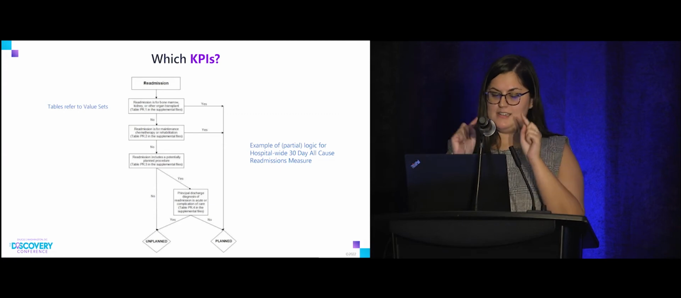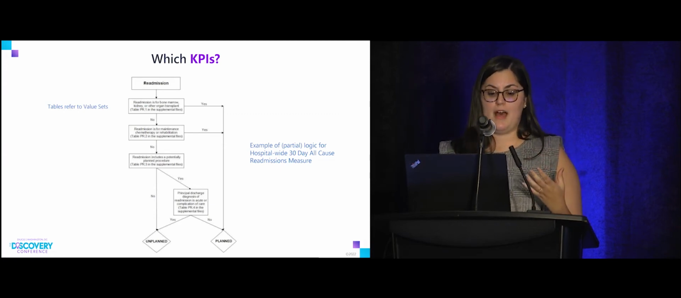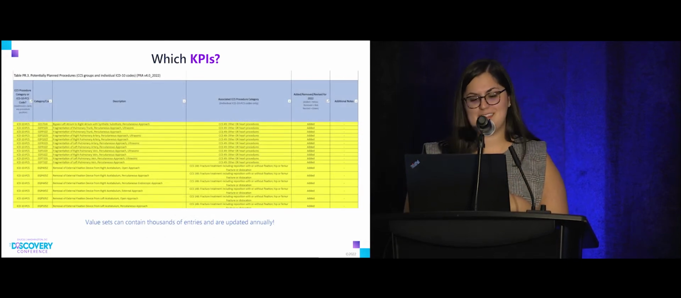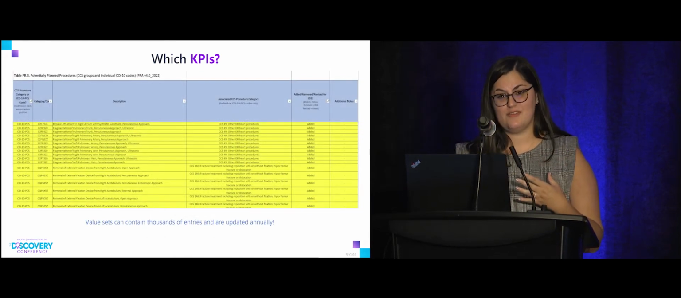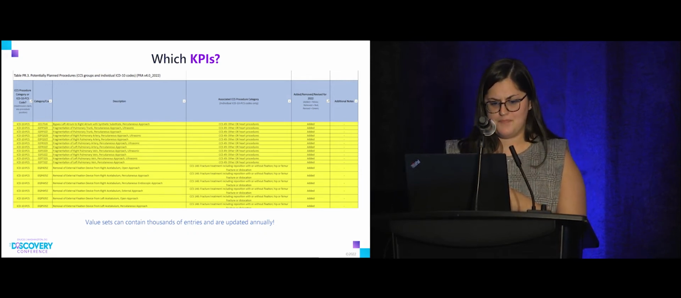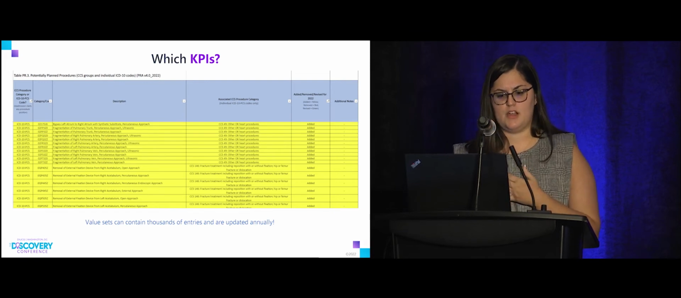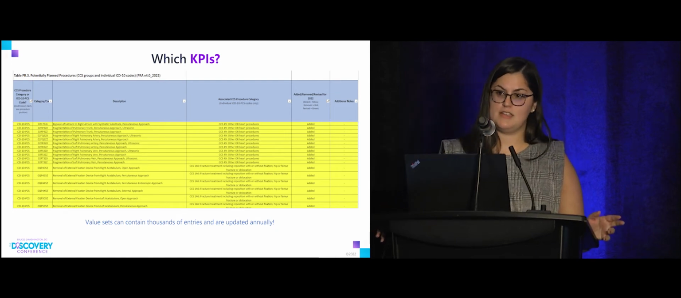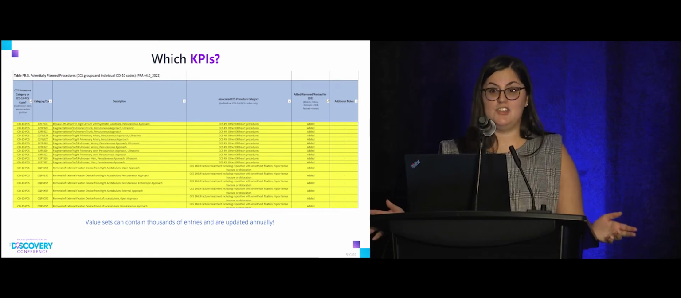And all of these decision points in this flowchart are supported by the value sets, which are also, as you may have guessed, quite extensive. So these can be hundreds to thousands of records. They are updated annually. So here you're seeing an example of the ICD-10 PCS codes, which are indicating whether something is a potentially planned procedure. So this data, as well as other data that's important for outcome measures, are maintained by a variety of organizations on different release schedules. So keeping that straight is a challenge in and of itself. But again, we have a process for that.